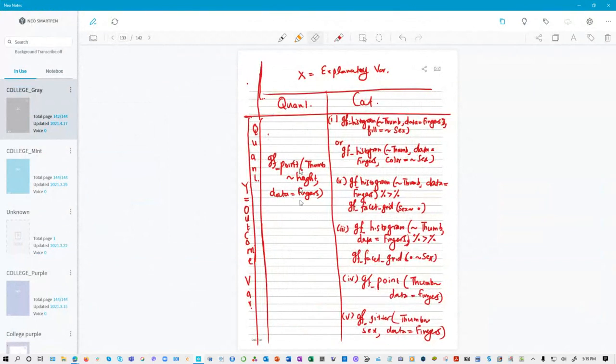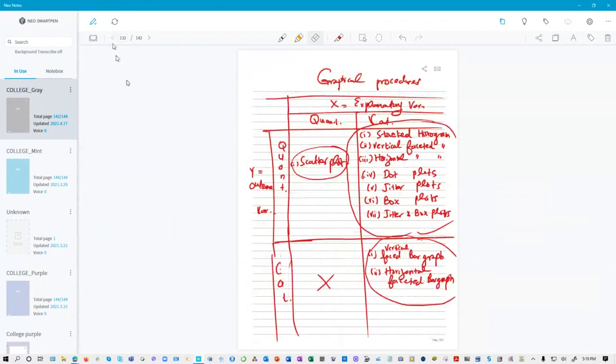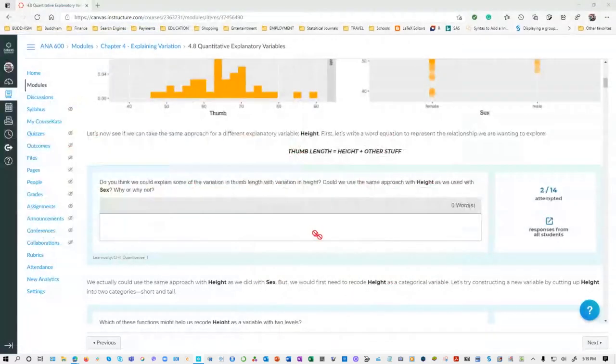I'm here now. See, quantitative explanatory variable. For that one, we're supposed to talk about the scatter plot. We talked about these on a large scale earlier. So now, this time, instead of a qualitative or categorical variable like gender, I'm going to use thumb length being explained through the height.